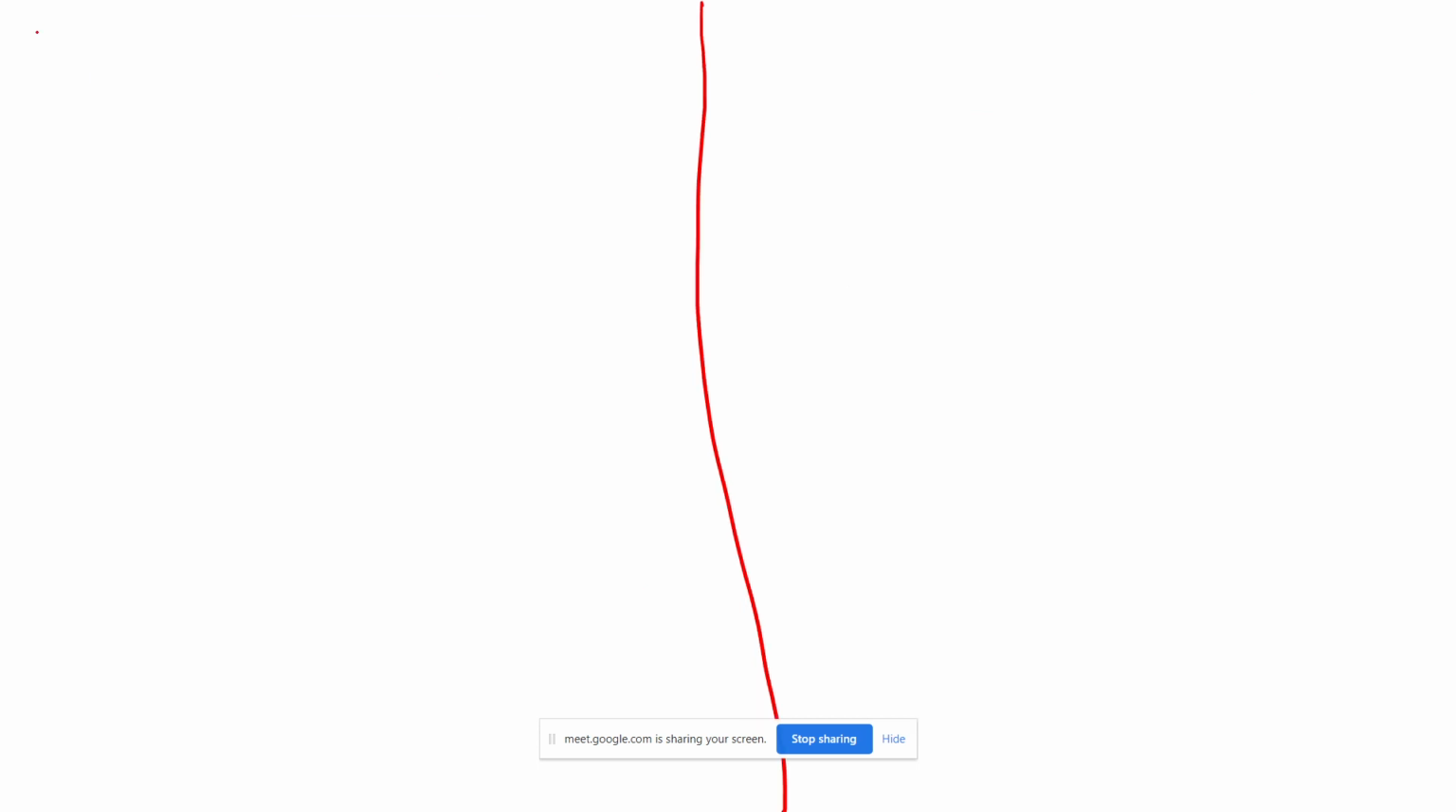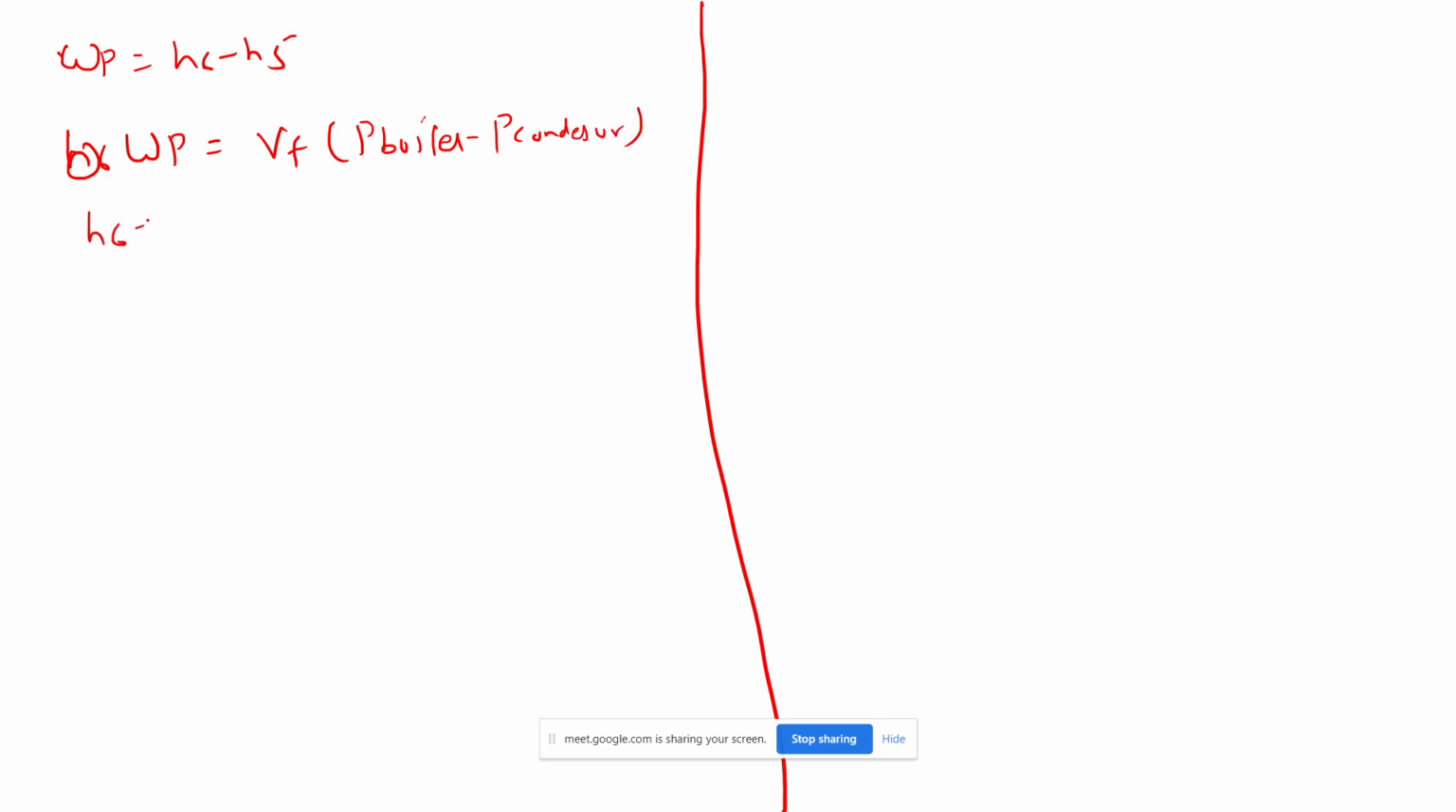So from here, pump work, what is it? From the diagram we know that it is H6 minus H5. So we can directly write pump work is equal to Vf into (P boiler pressure minus P condenser pressure). Okay, so pump work H6 minus H5, the value of Vf is given.